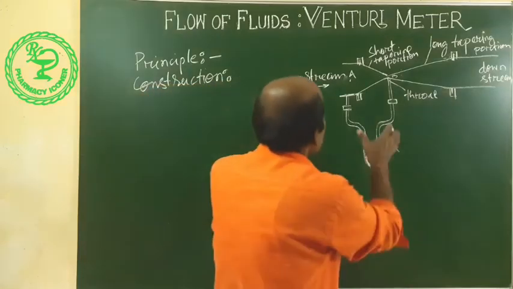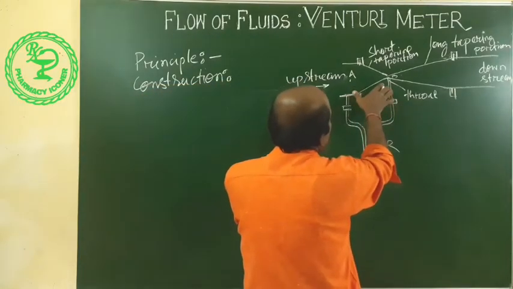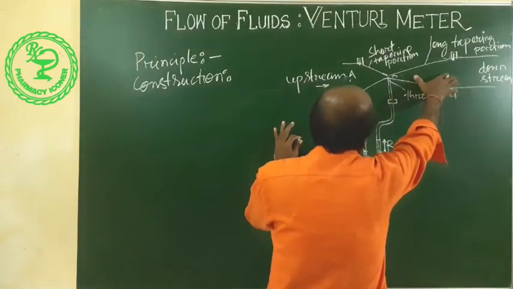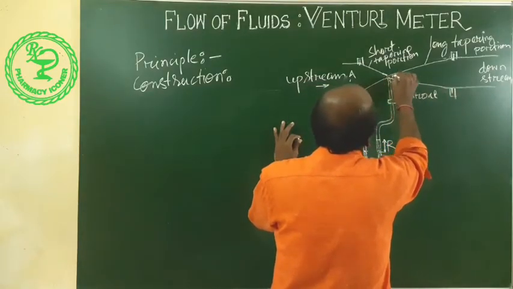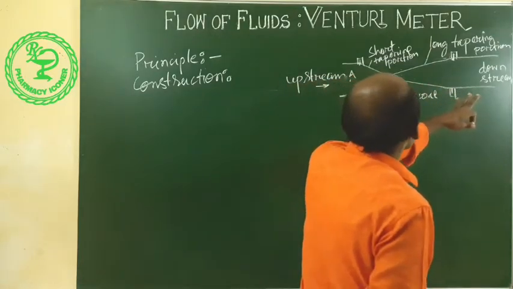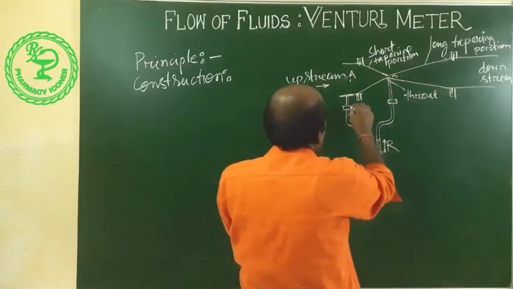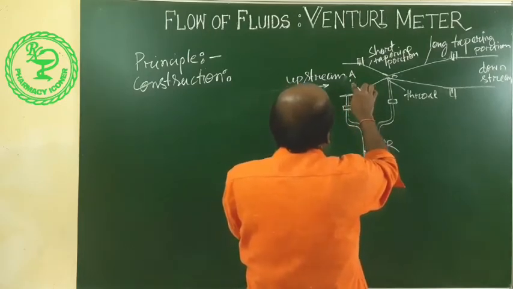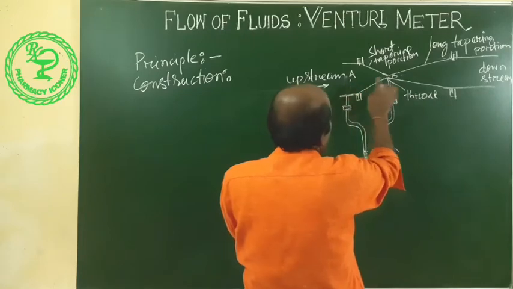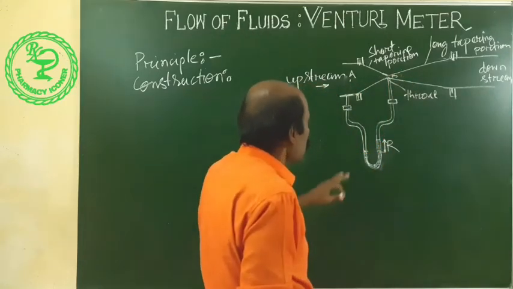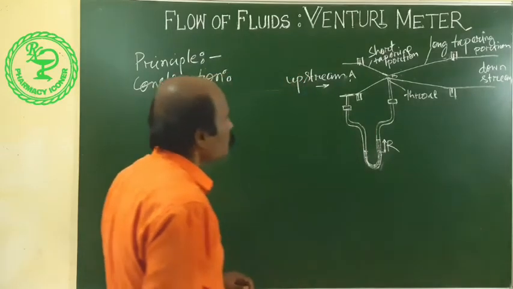So it contains a short tapering portion and a long tapering portion. This is the upstream and this is the downstream. So the manometer is attached at the point A and point B. This is the point B at the throat. So there will be the pressure difference.